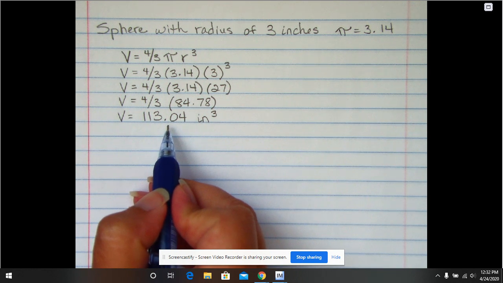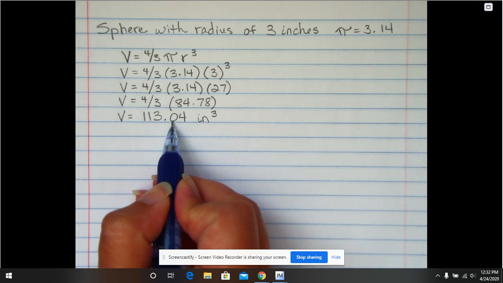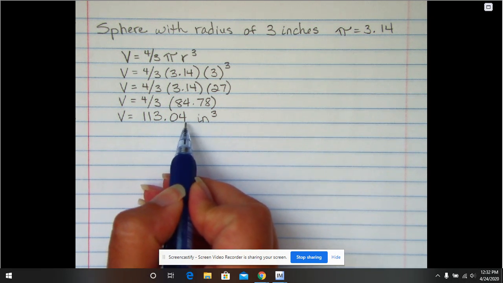If they ask you to round, please round accordingly. In our class, if they don't ask you anything specific to round, the hundredths place or 2 decimal places is the perfect way to go.